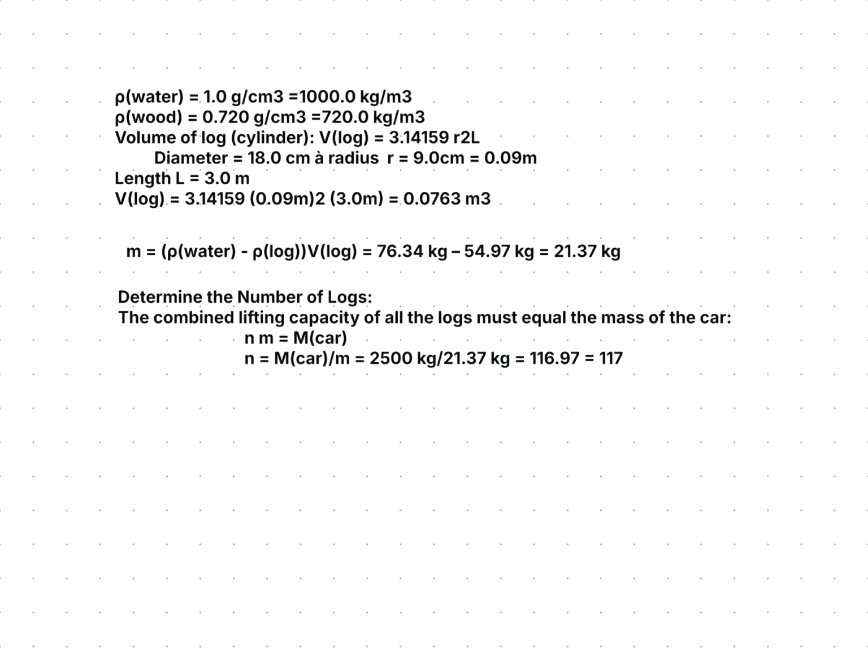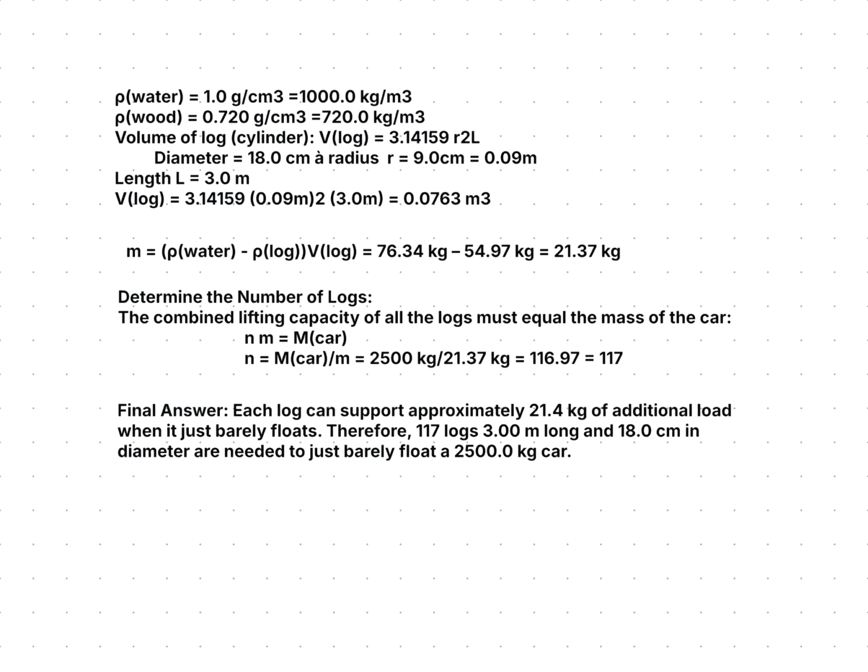So the final answer is, let me write this on the whiteboard. Because each log can support about 21.4 kilograms of additional load when it just barely floats, we need 117 logs, 3 meters long and 18 centimeters in diameter, to just barely float a 2,500 kilogram car.